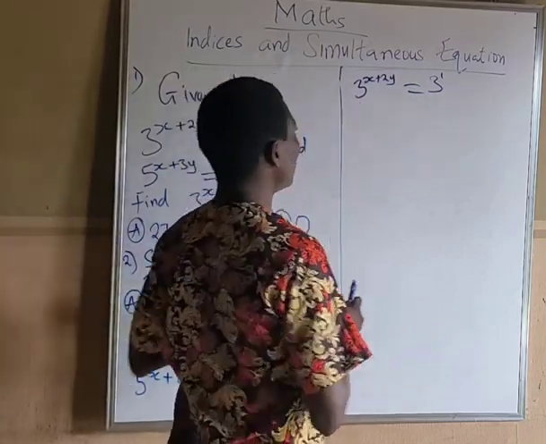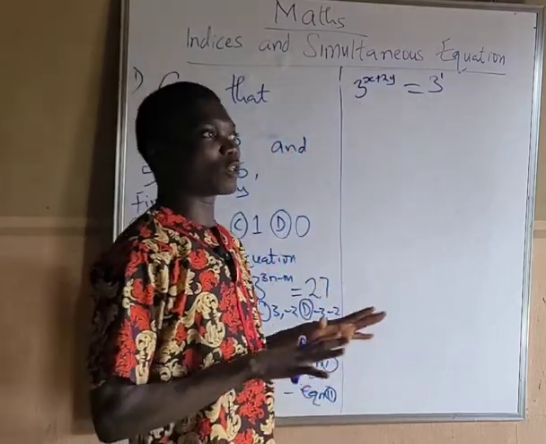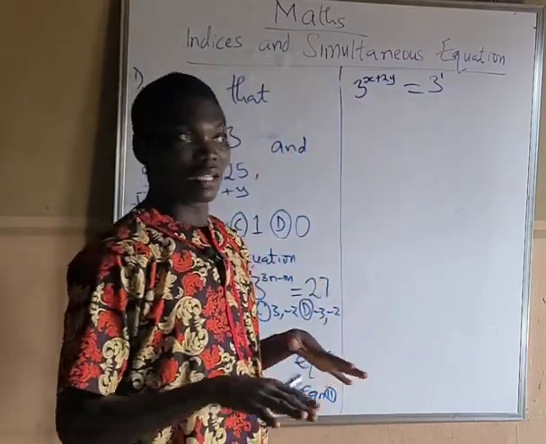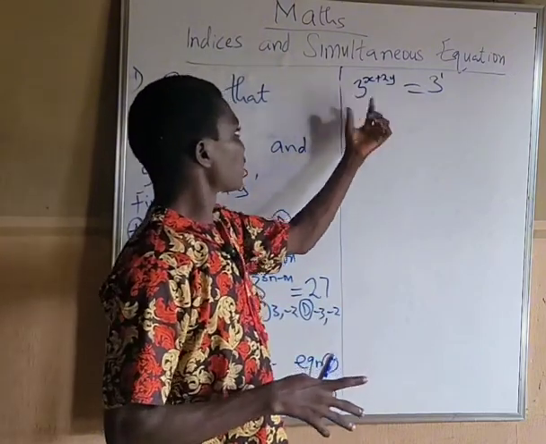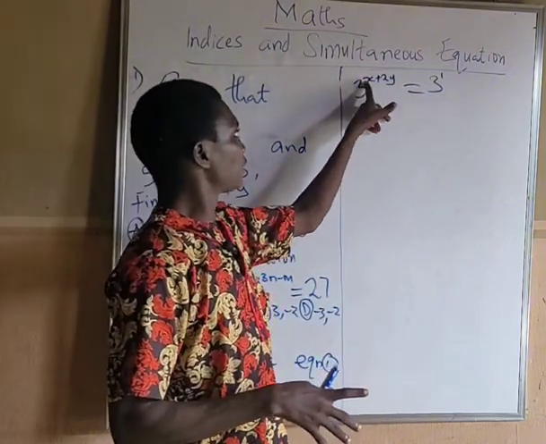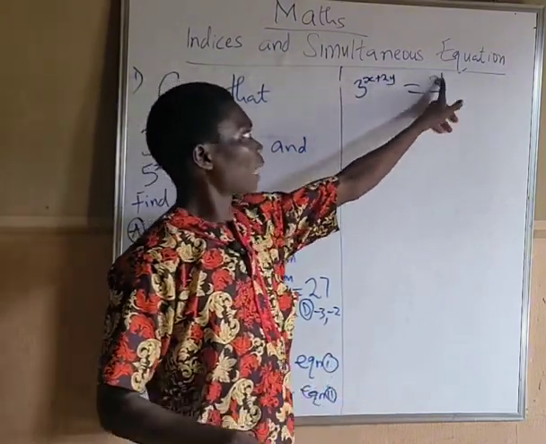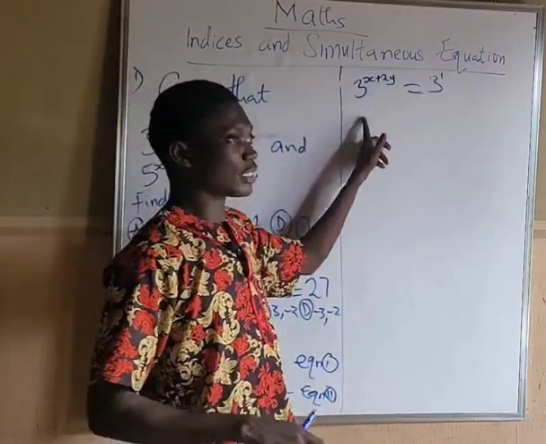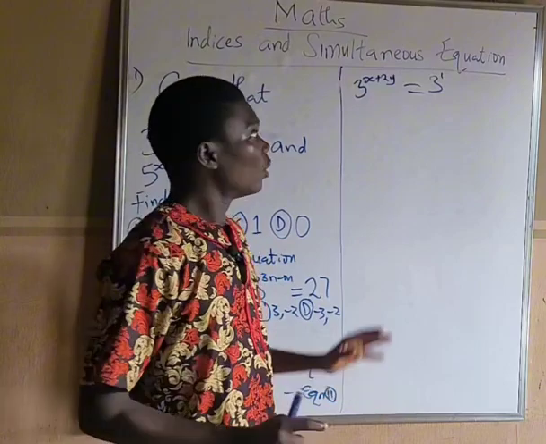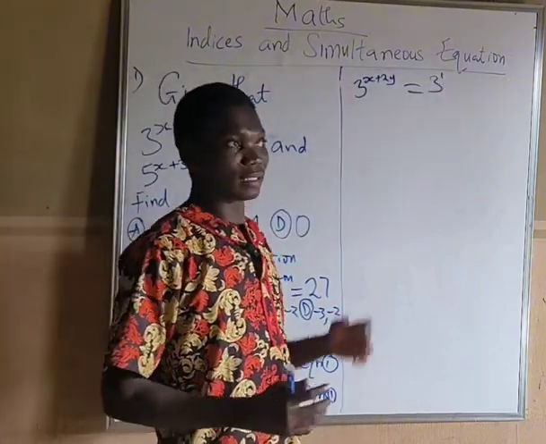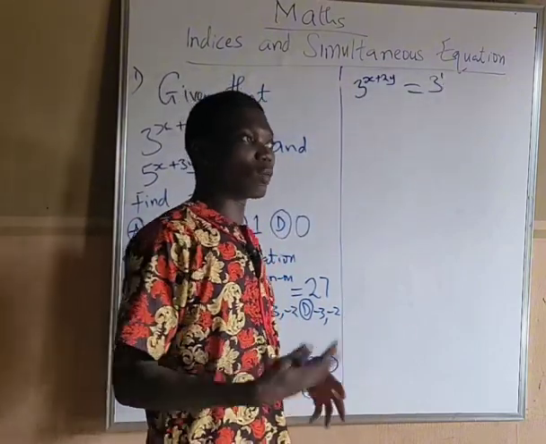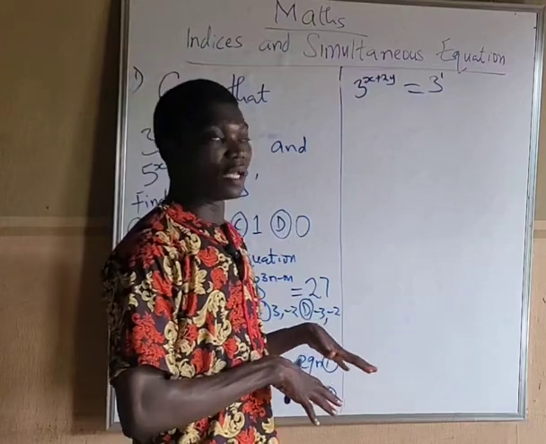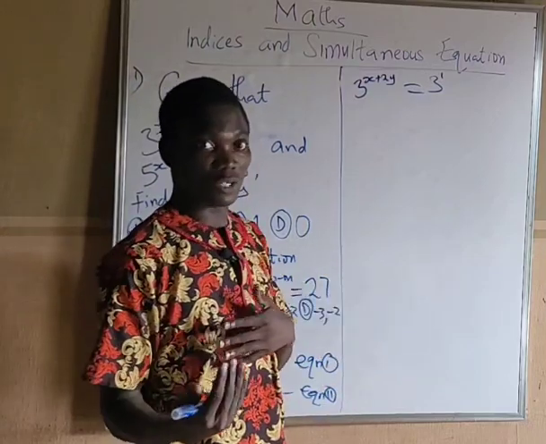Since 3 raised to the power of 1 is the same thing as 3, now looking at these equations, there's something we call the power and something we call the base. For example, this is the base, while this is the power. The rule says, if the base and the base are the same, they can cancel each other. Or if the power and the power are the same, they may cancel each other.